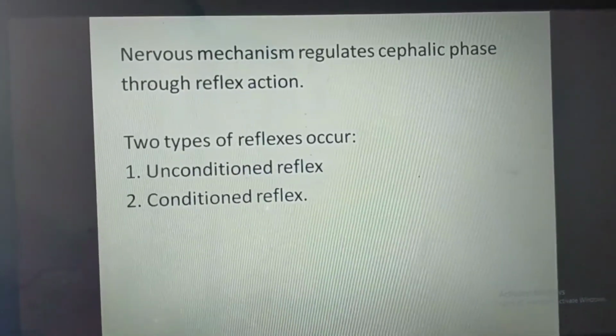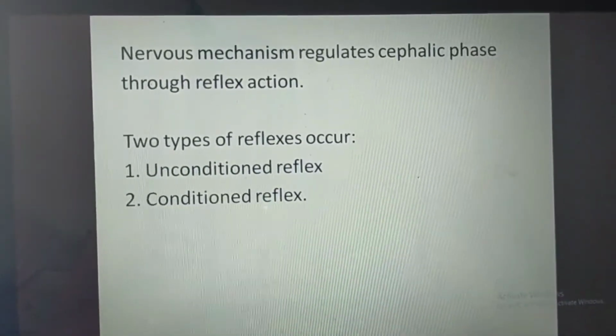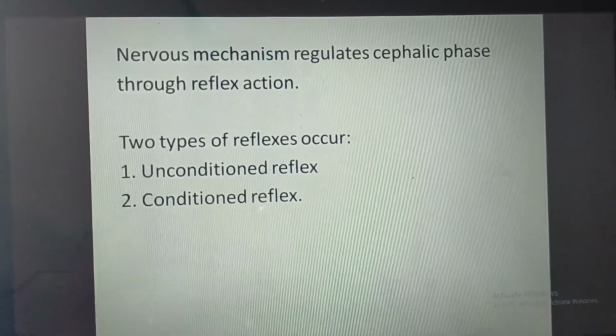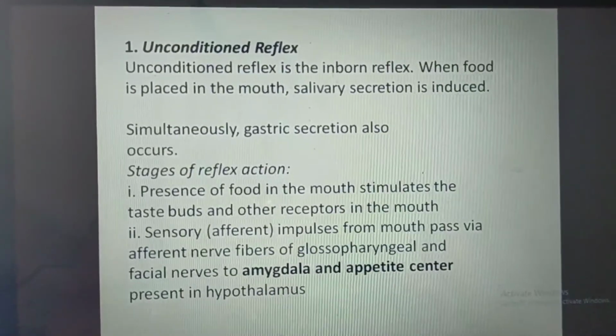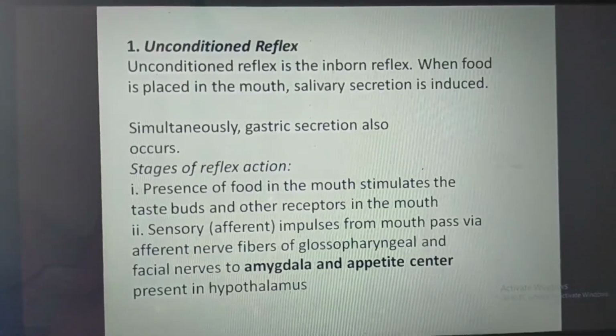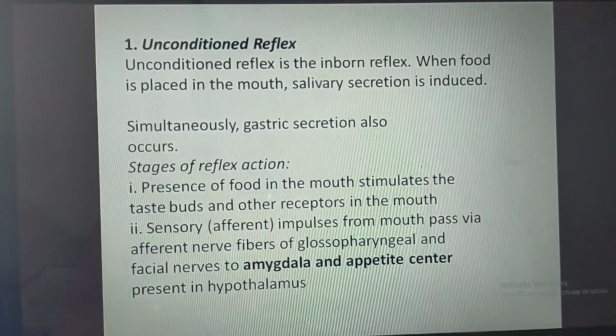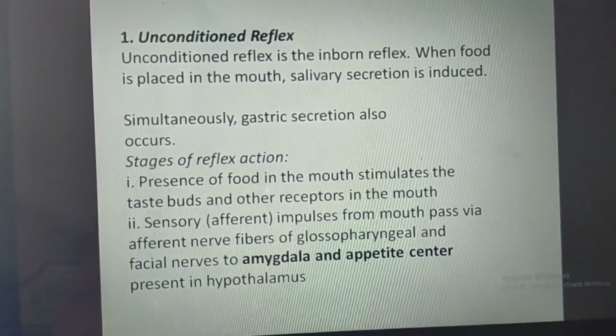Nervous mechanism regulates the cephalic phase through reflex action, and 2 types of reflexes occur: unconditioned reflex and conditioned reflex. Unconditioned reflex is an inborn reflex. When food is placed in the mouth, salivary secretion is induced. Simultaneously, gastric secretion also occurs.